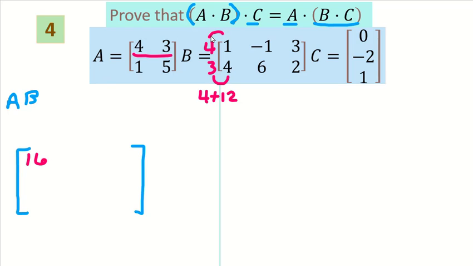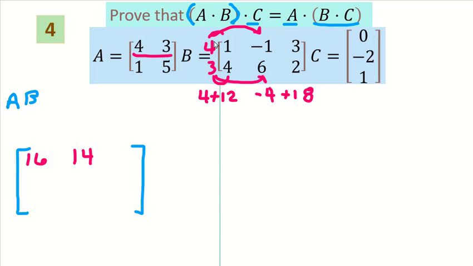Okay, now we're going to move on to the second row. I'm sorry, second column. First row, second column. So multiply everything from the first row to the elements of the second column. 4 times -1 is -4. And 3 times 6 is 18. -4 plus 18 is +14.